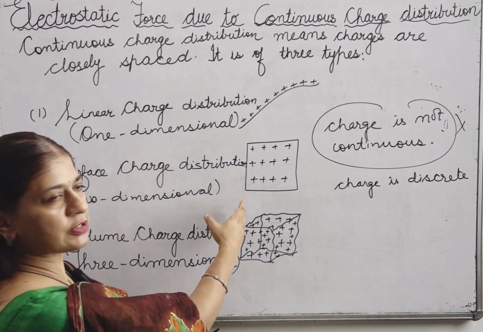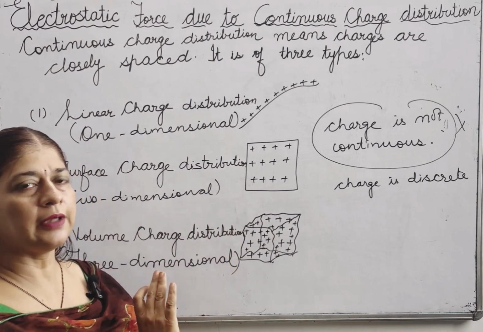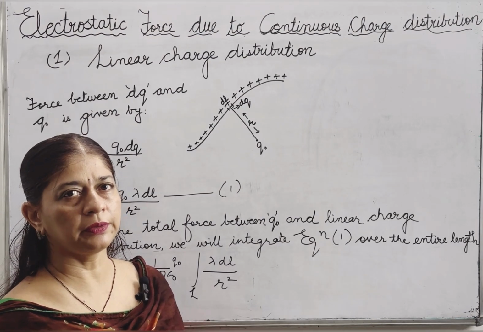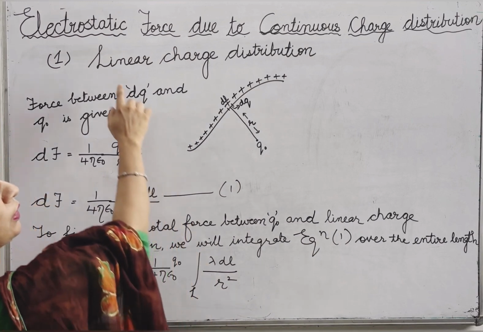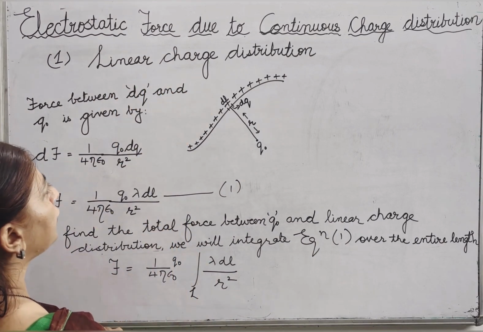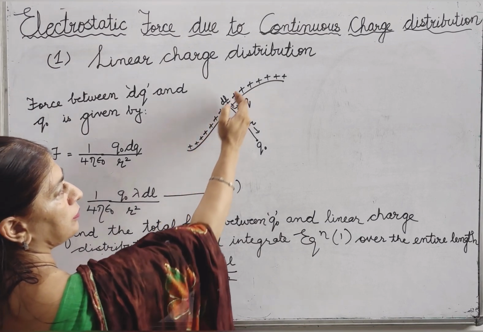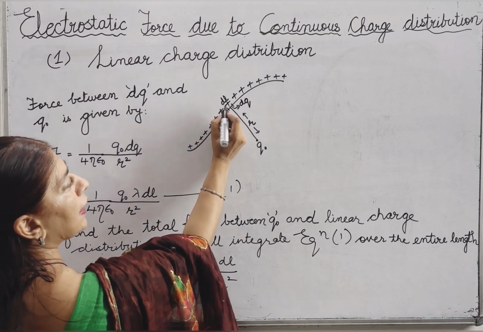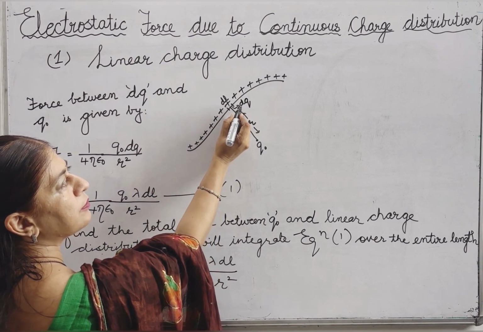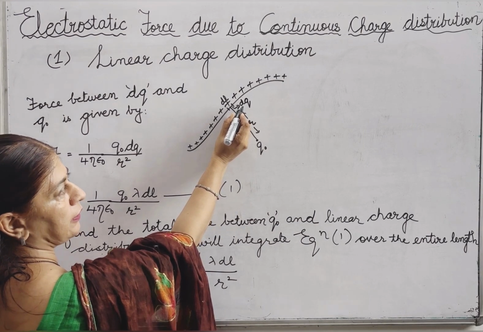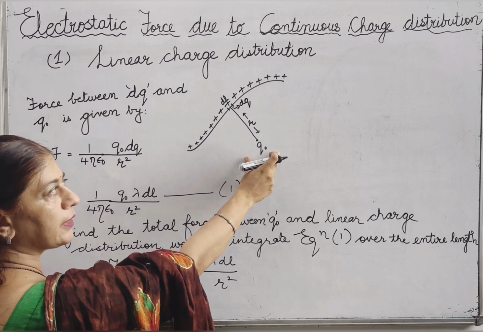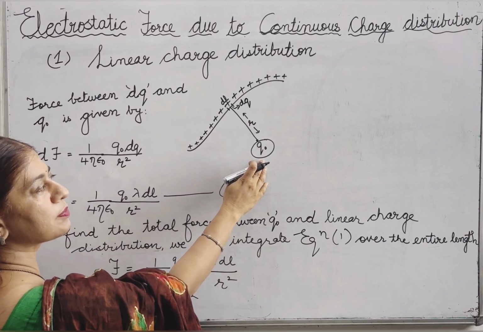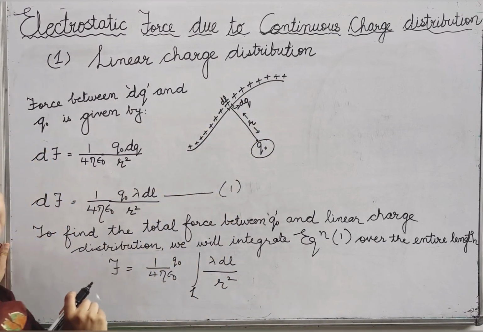Here we take the positive sign. It is a bit conventional. It can be done with negative charges too. Now we are going to find out the electrostatic force due to linear charge distribution. We have considered an arrangement of linear charge distribution in which a small element of length dl, having charge dq, is taken. Let q naught be any other charge, and we are going to find out how much electrostatic force is experienced by q naught due to this linear charge distribution.